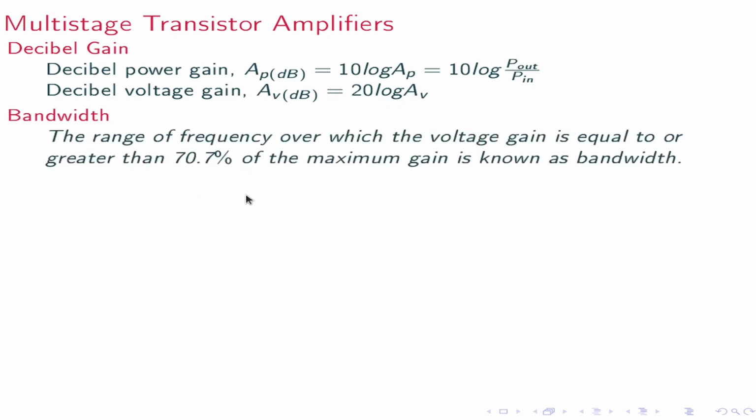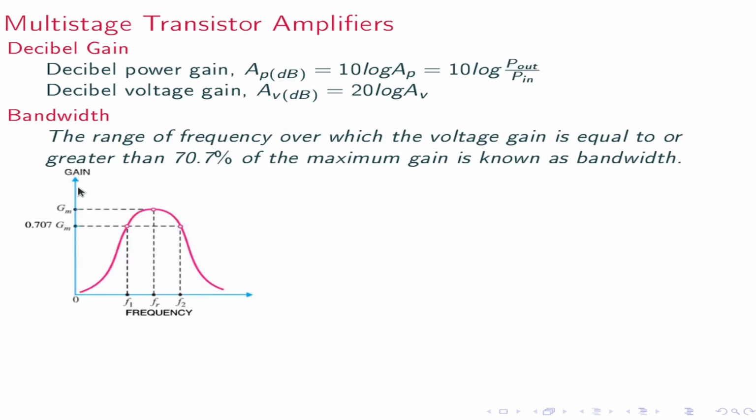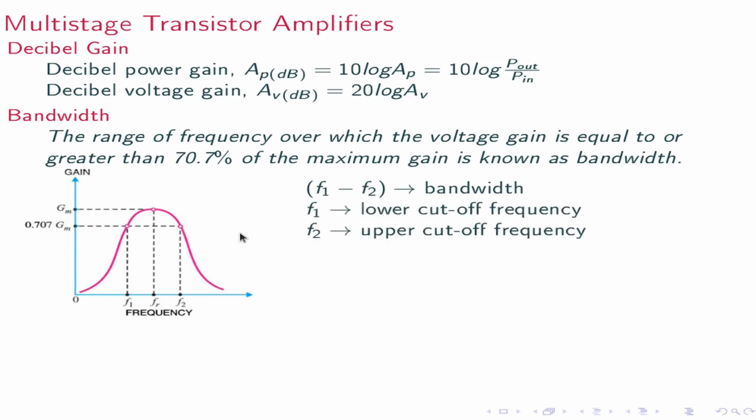Bandwidth: the range of frequency over which the voltage gain is equal to or greater than 70.7% of the maximum gain is known as bandwidth. So this is a graph connecting gain and frequency. This is called the frequency response of the amplifier. This GM is the maximum value, and this is 70.7% of GM. So this is F1 and F2. F2 minus F1 is known as bandwidth, where F1 is the lower cutoff frequency, F2 is the upper cutoff frequency, and FR is the resonant frequency. At resonance, it has GM maximum value.